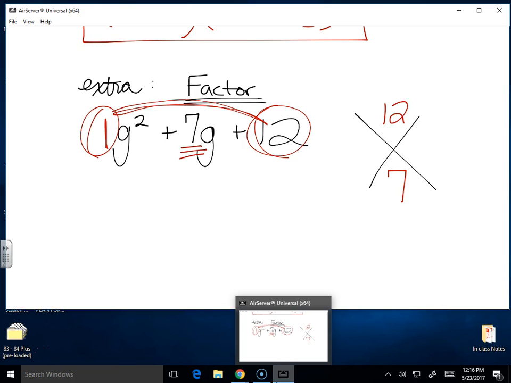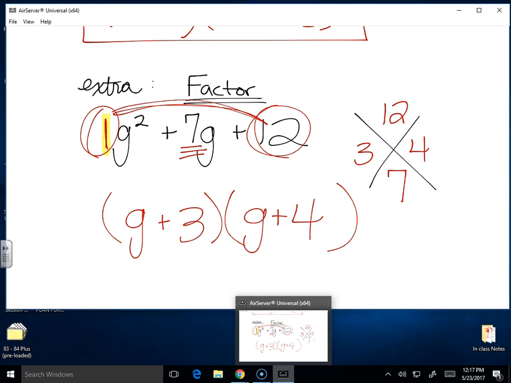Can anybody tell me how many factors it's solved that way? 4. Good. 3 and 4. Question, what's the number in front? Can we go straight to the answer or do we have to do grouping? So we can say, no adding. What are my final factors? x plus 3, x plus 4.